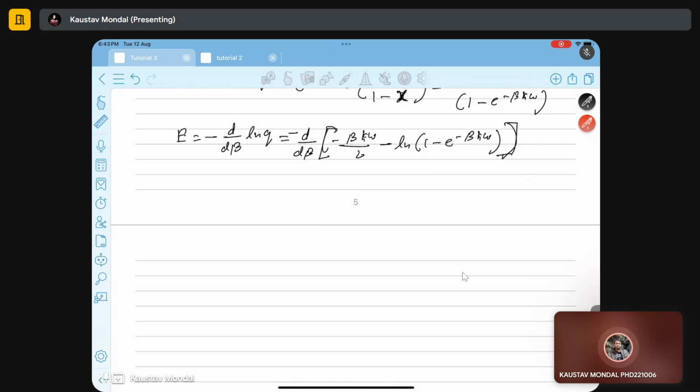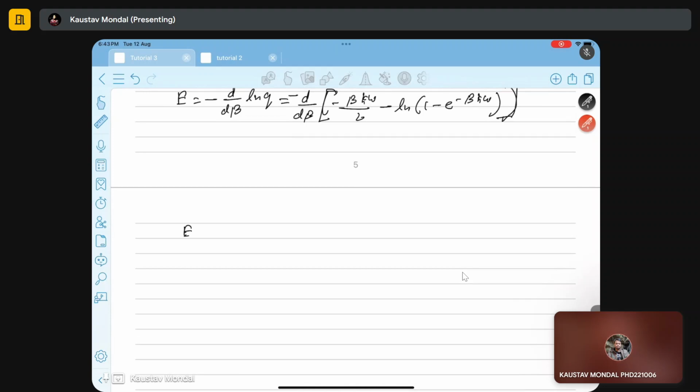Okay. So this we got, right? So now we have to do the derivative. In order to do the derivative, E would be first, we do the derivative with respect to this, beta h squared omega by 2.